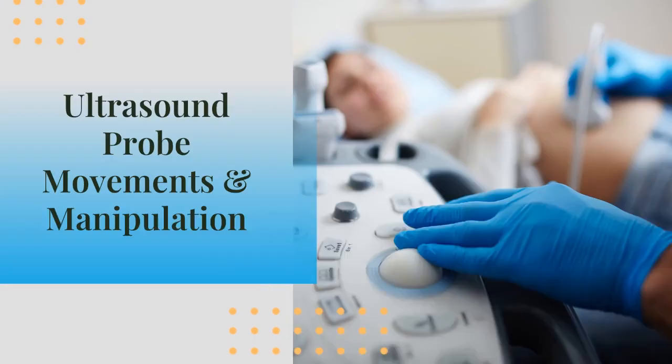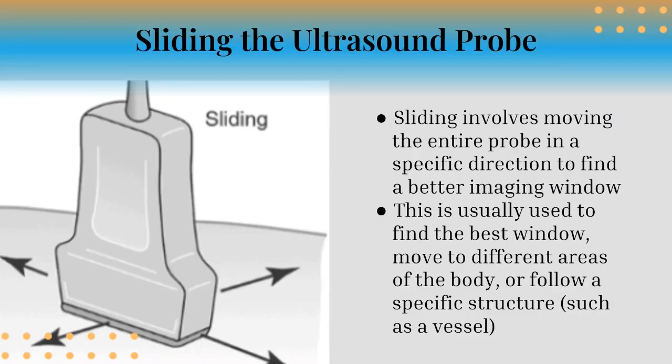Ultrasound probe movements and manipulation. One of the movements that is commonly used is sliding the ultrasound probe. It involves moving the entire probe in a specific direction to find a better imaging window. This is usually used to find the best window and move to different areas of the body or follow a specific structure such as a vessel.